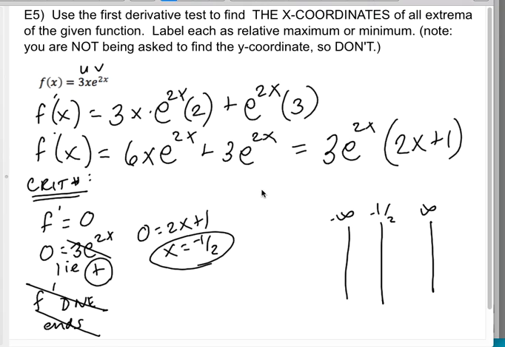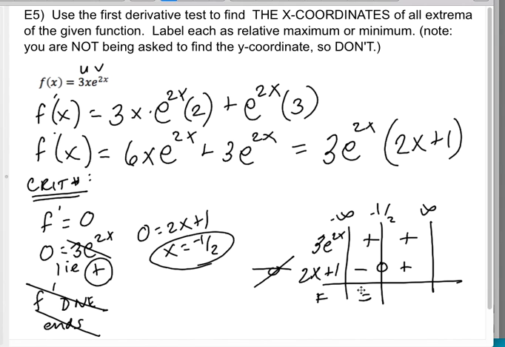So my factors are a 3e to the 2x, and you can put the 3 separate if you want, or you can put it with the e to the 2x, it won't really matter. E to the 2x is always a positive number, so 3 times a positive number is always positive. This guy is a line with a positive slope, as we've seen like a bajillion times, so it switches from negative to positive, which means my f prime is negative and then positive, so f is decreasing and then increasing.